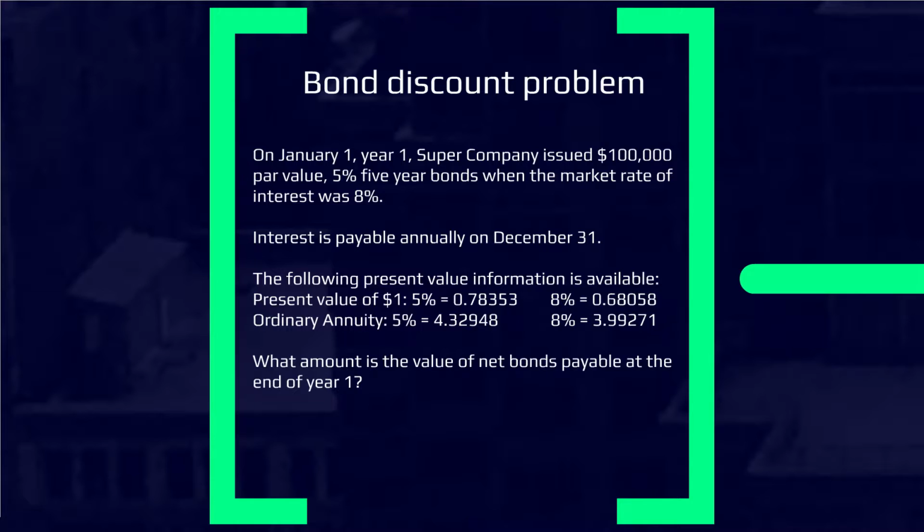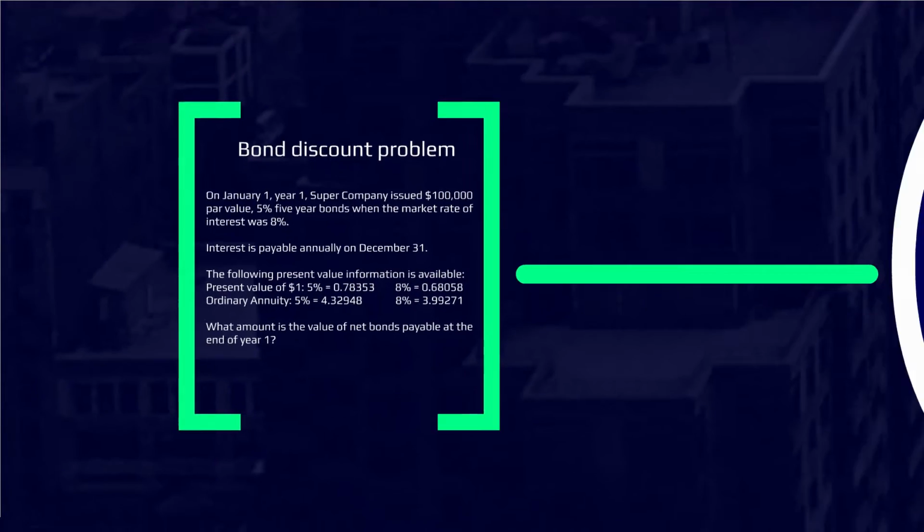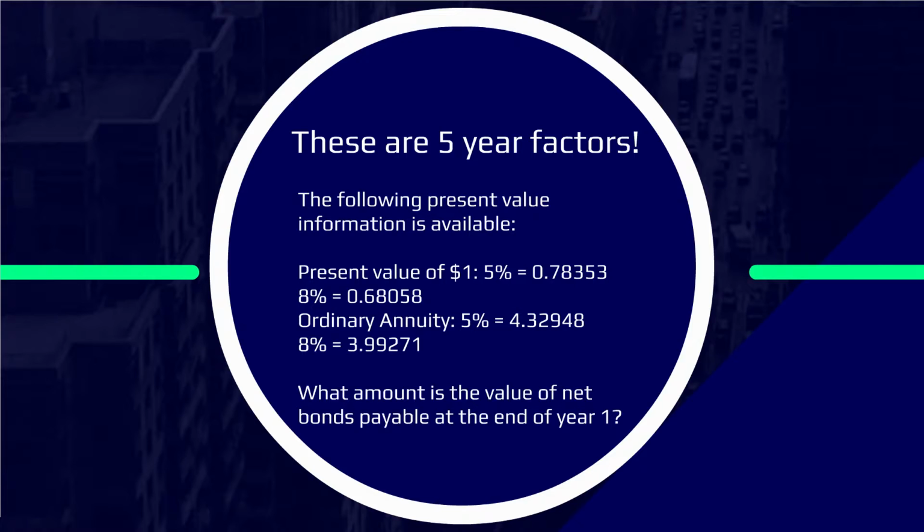So even though they're telling us these are 5-year bonds, this is at the end of year one, so there's only 4 years left. So this looks pretty straightforward, except for one thing. The factors that they're giving you are 5-year factors.